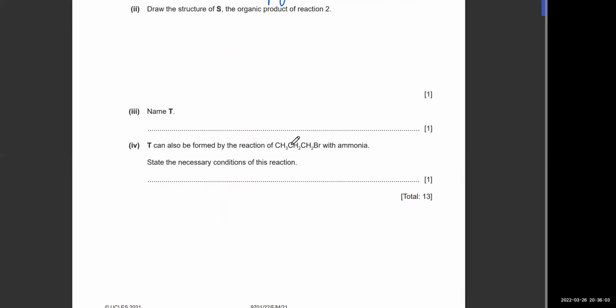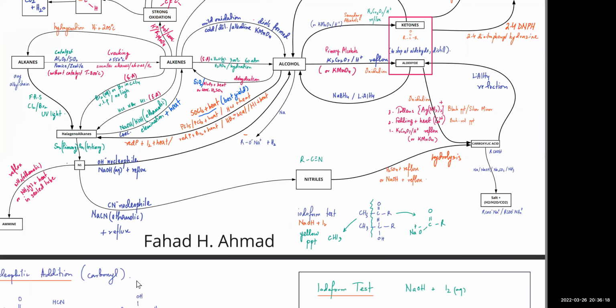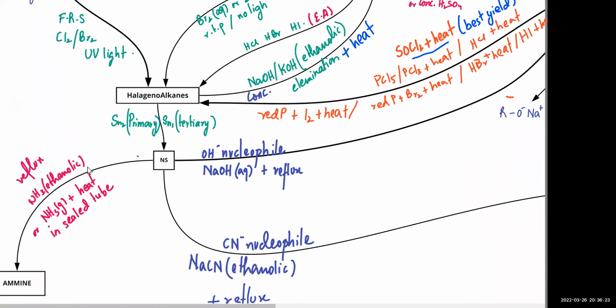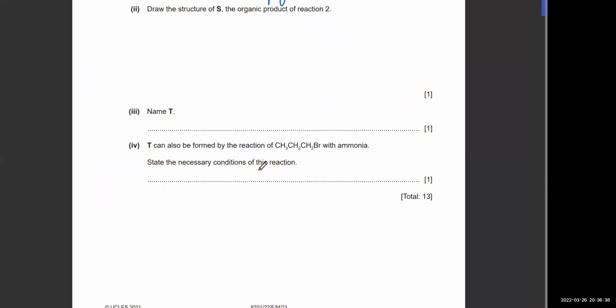T can also be formed by the reaction of this with ammonia. State the necessary conditions. That is, NH2 dalne, ethanolic NH3. Theek hai, the chart is or was over here. So it's this one. Ke agar aapne halogenoalkane se na, you want to make an amine, you'll substitute the bromine and you'll reflux it with ethanolic NH3 or heat it with NH3 gas in a sealed tube. It will become an amine. That is what's going to happen. So, iska wo answer hai.